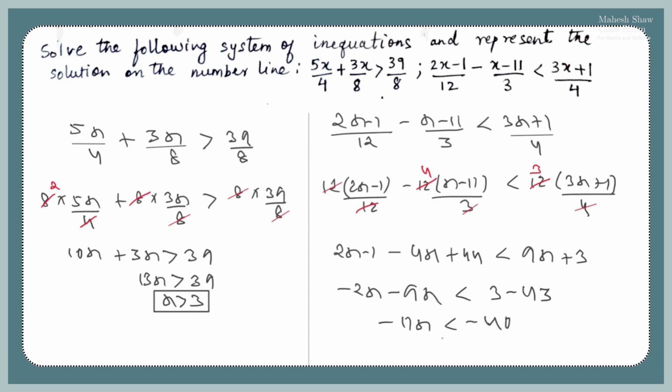And if I divide by minus 11, this is 40. If I divide by minus 11, the inequality will get reversed. So it will result to give you 44 over positive 11. We divided by negative 11 both sides, so the inequality gets reversed in this case. So the answer for the second part will be x greater than 44 over 11.